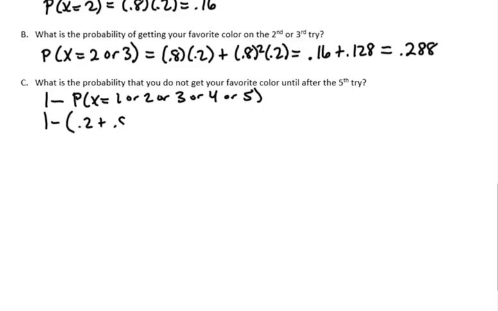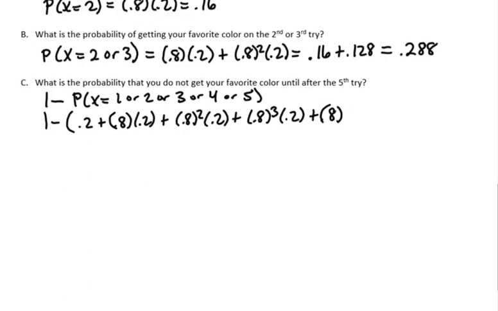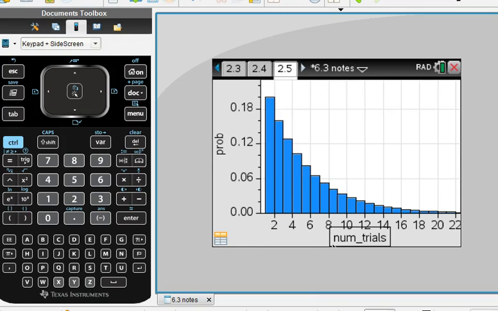0.2 plus 0.8 times 0.2 plus 0.8 squared times 0.2 plus 0.8 cubed times 0.2 plus 0.8 to the 4th times 0.2. And by now you're saying, surely, Mrs. Taylor, there is a simpler way to do this. Well, there is a little gizmo in the calculator that can do this. This is one way to do it. Another way would be to do 1 minus the geometric CDF on your calculator. You only have one parameter, the probability, and then you're going from 1 to 5. So let me show you what this looks like on the calculator.